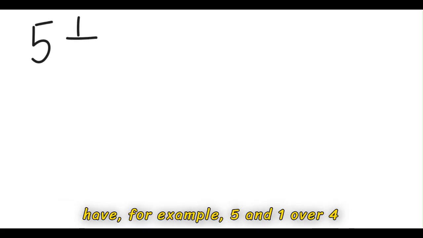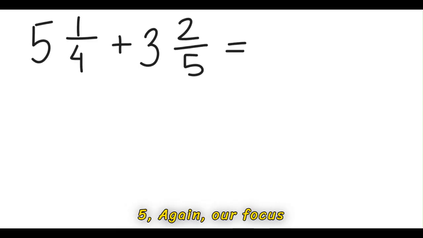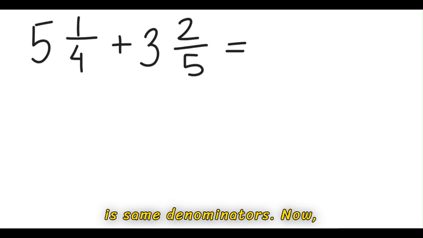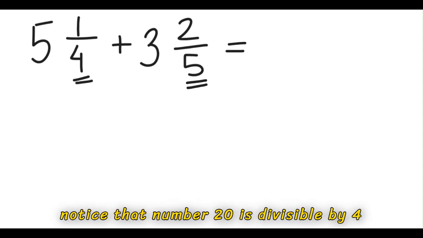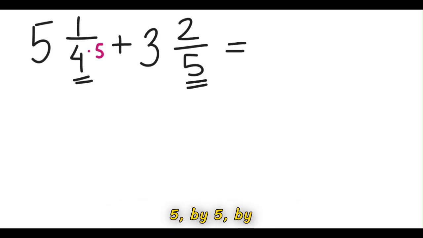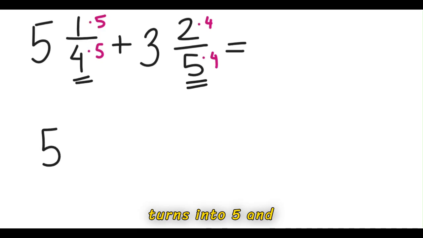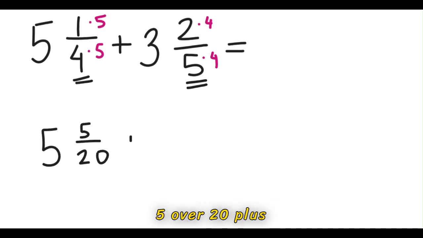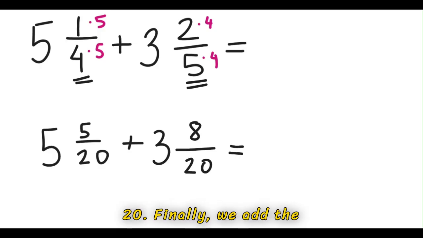If we have, for example, 5 and 1 over 4 added to 3 and 2 over 5. Again, our focus is same denominators. Now, what's the LCM for 4 and 5? We notice that number 20 is divisible by 4 and 5. So, multiplied by 5, by 5, by 4, by 4. And then this turns into 5 and 5 over 20 plus 3 and 8 over 20.